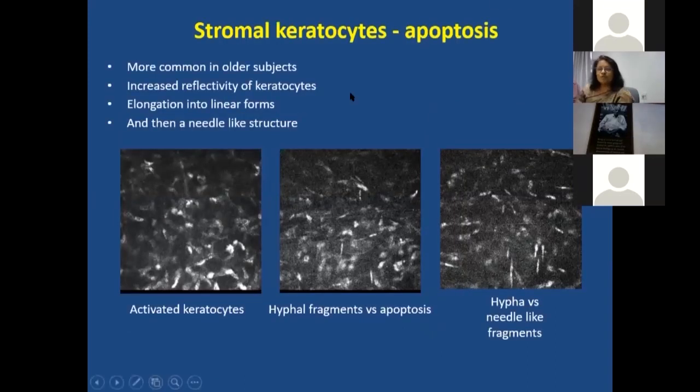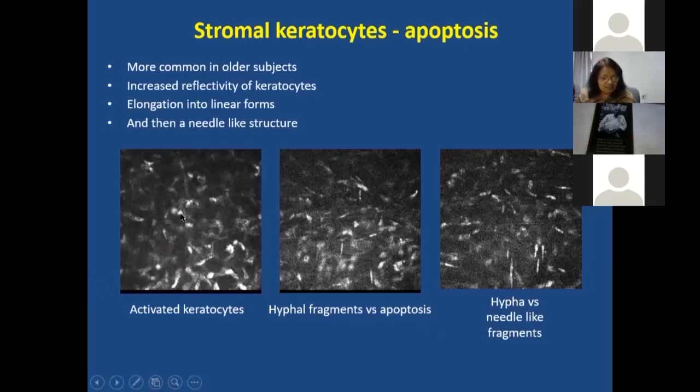Coming to stromal keratocytes, this is much more common in older subjects. And when you have an infectious process, the keratocytes become highly reflective and they can elongate into linear forms and then finally evolve into a needle-like structure. There is always a problem in identifying these. One is that you can mistake them for the pseudohyphae of Candida, or they can also be mistaken for hyphal fragments. This can become an issue.